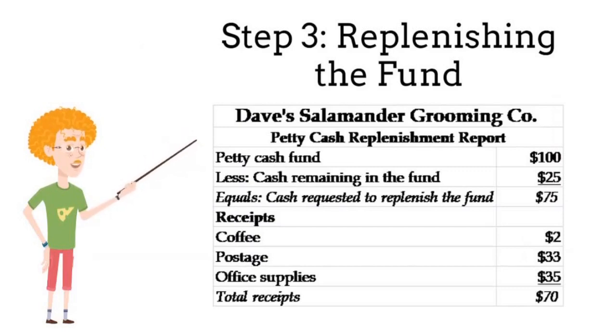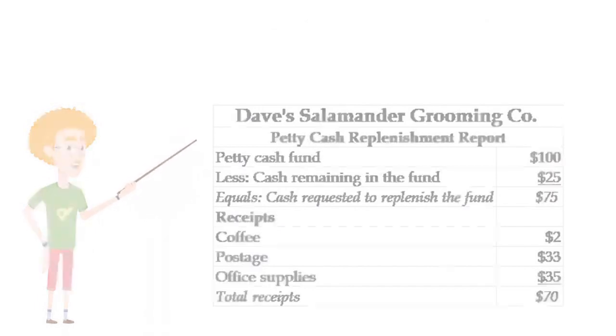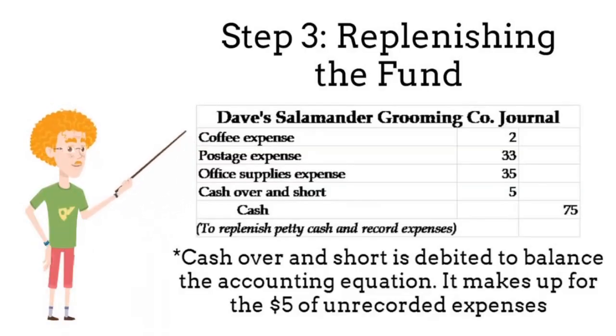Now let's say the remaining cash in the fund at the end of the period is $25, meaning that in reality, $75 got used, not $70. Okay, so we debit the expenses and we credit cash to replenish the fund, but there were $5 of unrecorded expenses. This is journalized in the cash over and short account. We debit it because a debit balance increases expenses and a credit balance decreases expenses. The $5 debit makes up for the unrecorded expenses.